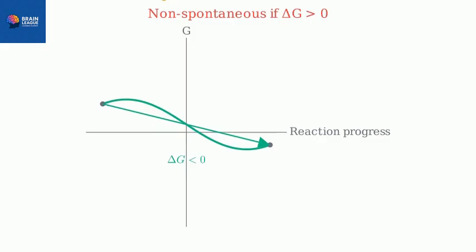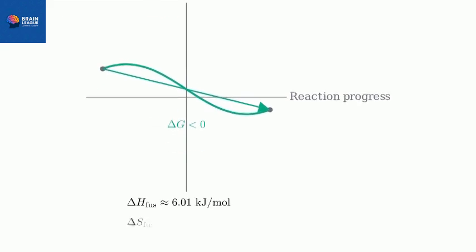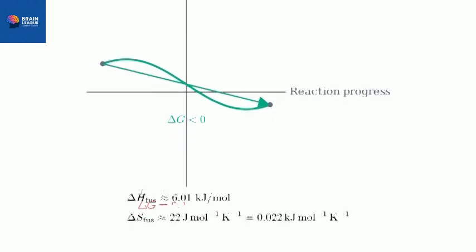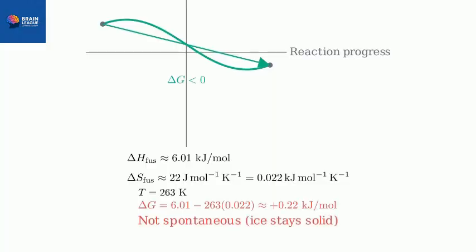Let's do a quick example. Melting ice. For fusion of water, delta H is about 6.01 kilojoules per mole, and delta S is about 22 joules per mole Kelvin. At 263 Kelvin, 10 degrees below 0 Celsius, delta G equals 6.01 minus 263 times 0.022 kilojoules per mole, about plus 0.22.